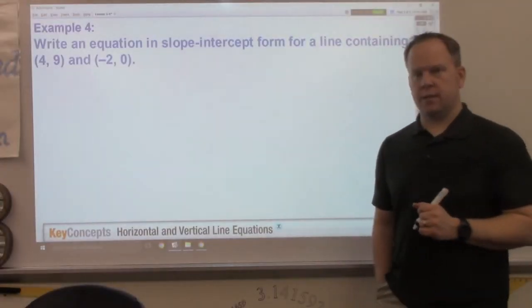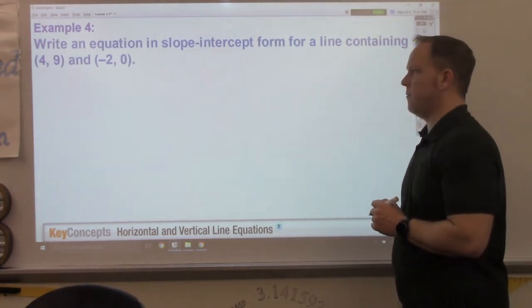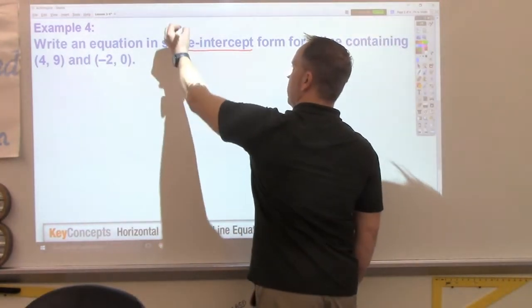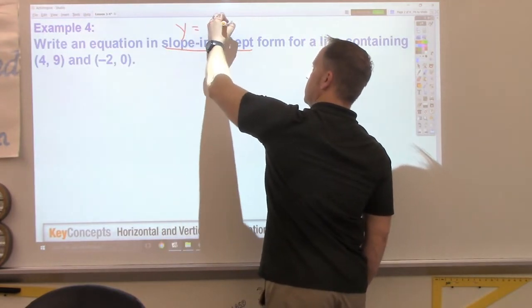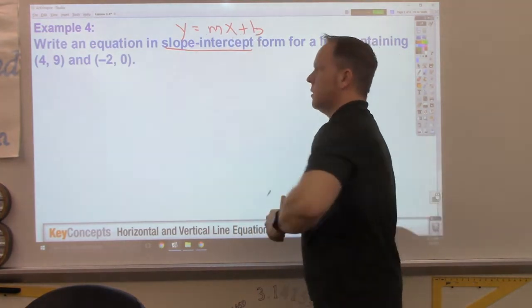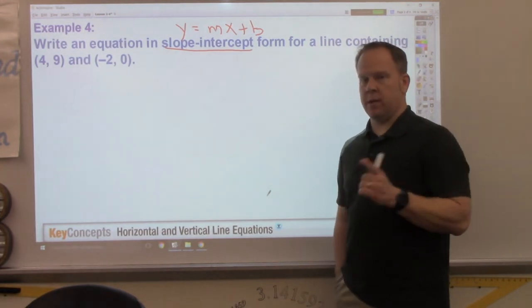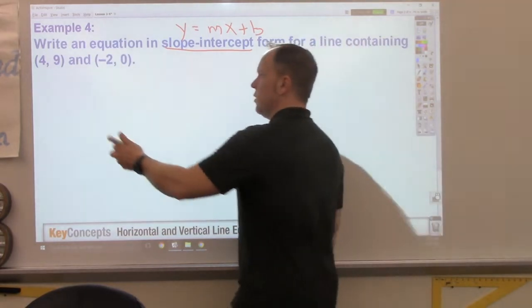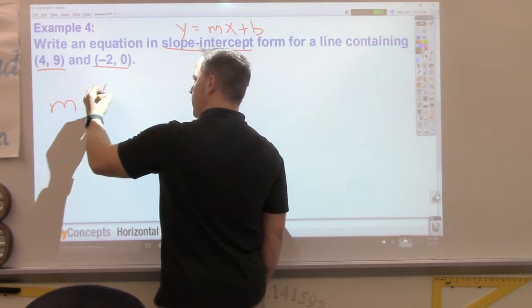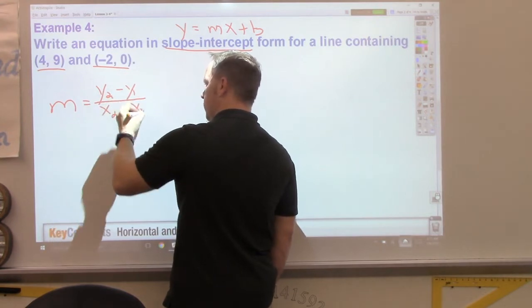Occasionally we'll get problems like this. Write the equation in slope-intercept form for a line containing (4, 9) and (-2, 0). Notice they want slope-intercept form. Y equals mx plus b. I don't have a slope, nor do I have a y-intercept at this point. But from the other lesson, we learned how to calculate slope using 2 points. Slope is y2 minus y1 over x2 minus x1.